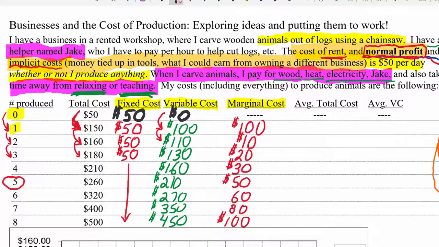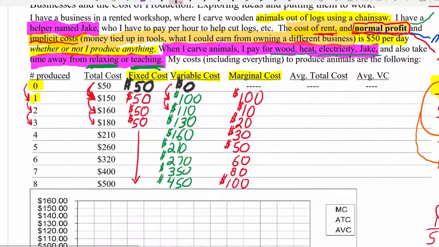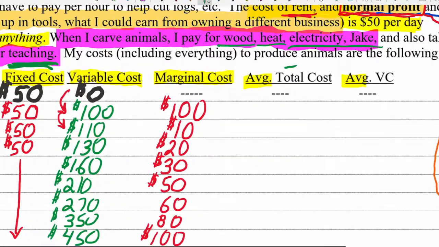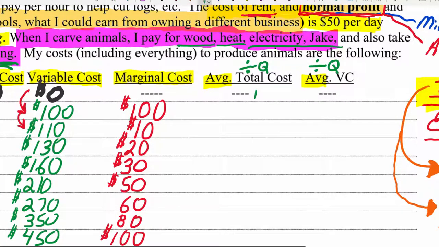Now let's calculate these last two columns, and then we'll see what we do with all of these things after we graph them and talk about the patterns a little bit. So average total cost, whenever you see the word average, this prefix, average total cost or average variable cost, what we're saying is divide by quantity. So take that kind of cost and divide it by quantity. So average total cost is total cost divided by quantity. Average variable cost is variable cost divided by quantity. And what it gives us is that kind of cost per unit. Total cost per unit or variable cost per unit. Labor and materials cost per unit.